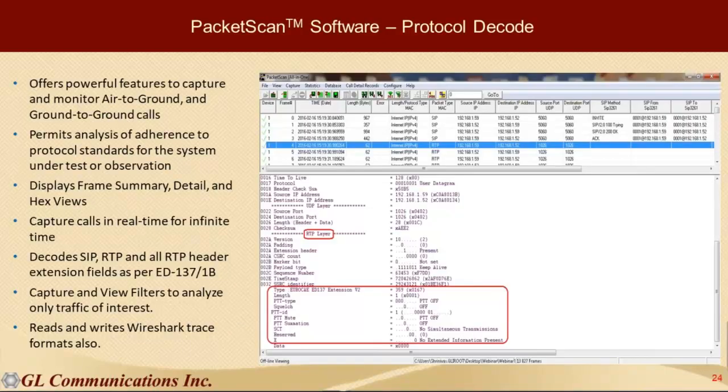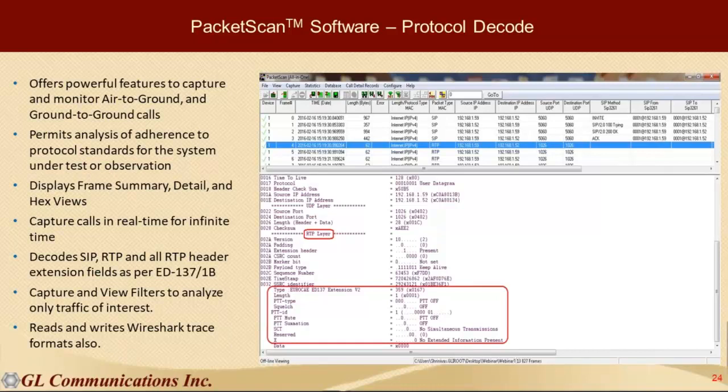So basically, it offers a powerful feature to capture and monitor air to ground and ground to ground calls in the network. You can see here it provides the call frame summary and frame decodes for all the frames that it has captured, and it decodes SIP, RTP and all RTP header extensions as per the ED-137 specifications. It provides capture and view filters to analyze only the traffic of interest. It can also import and export the Wireshark traces.